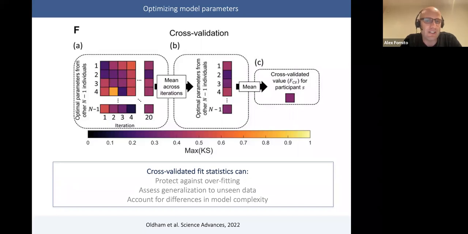Cross-validation protects you against overfitting the data. It allows you to directly assess how well the model generalizes to unseen data. And also it can account for differences in model complexity. So if you're comparing models that have got different numbers of parameters, then this approach ensures that the more highly parameterized models are not overfitting the data.